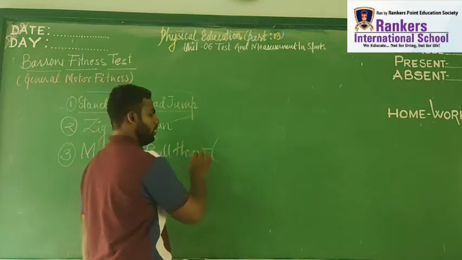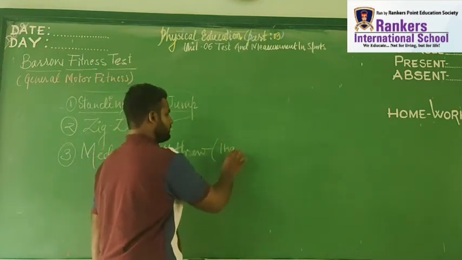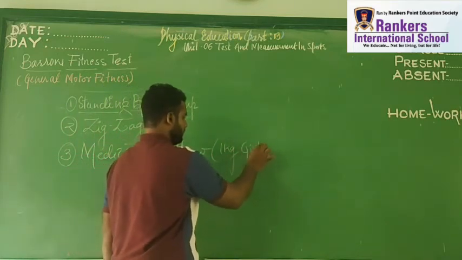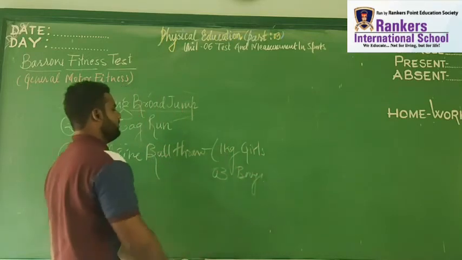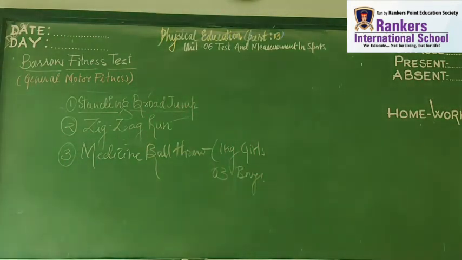In this medicine ball throw, the weight of the ball is 1 kg for girls and 3 kg for boys. This is what I'm telling you about medicine ball throw. Medicine ball throw is the test which measures the upper body explosive power of our arms.